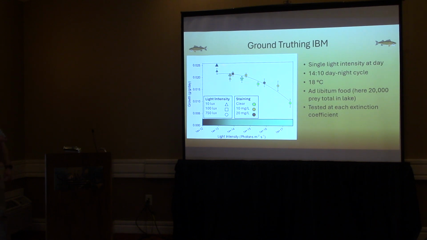And what we saw, especially at lower light intensities, were pretty accurate growth rates throughout the system, with a little bit of overestimation at our really low light intensities and a little bit of overestimation at our really high light intensities as well. But overall, ground truthing seemed to fit pretty well with our observed growth rates in the lab.